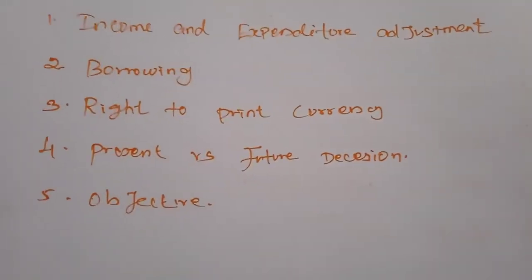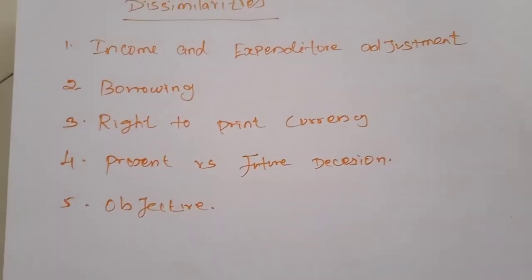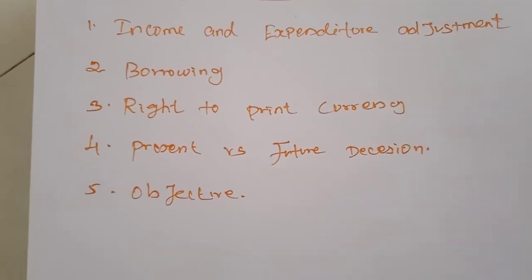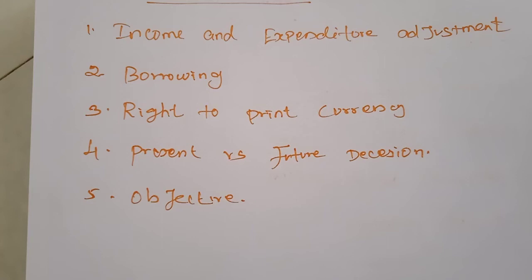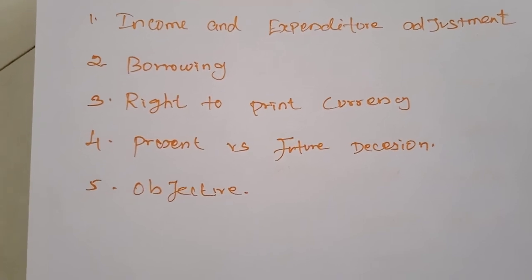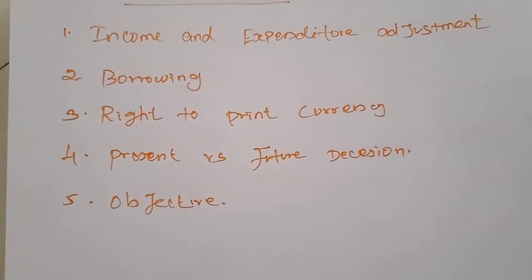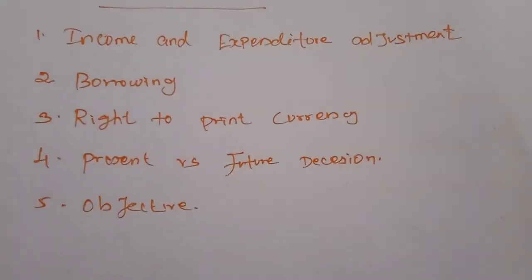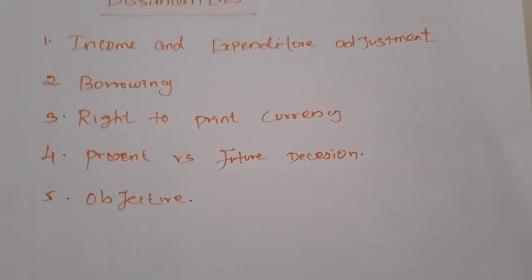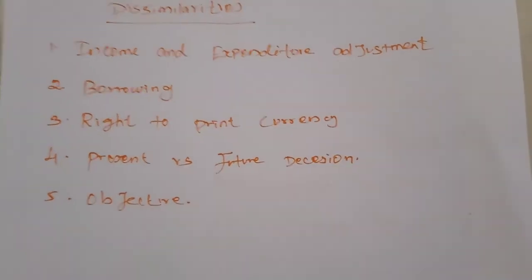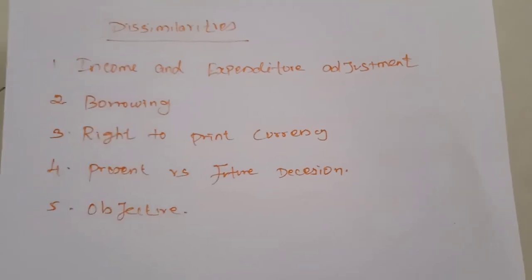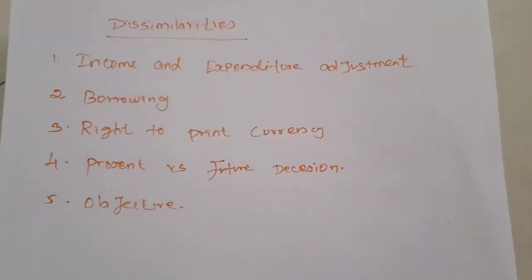Next, borrowing. The government can borrow from internal and external sources. It can borrow from the people by issuing bonds. However, an individual cannot borrow from himself. The government has more power to borrow from internal and external sources. The government can borrow money from international organizations like the World Bank and the IBRD.